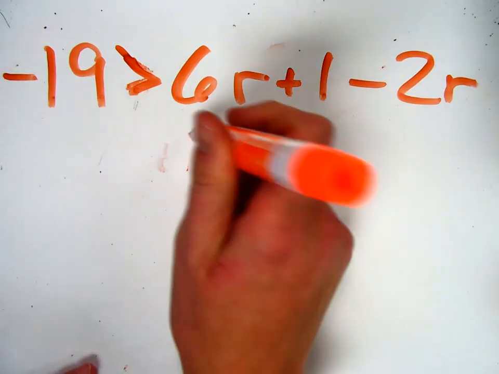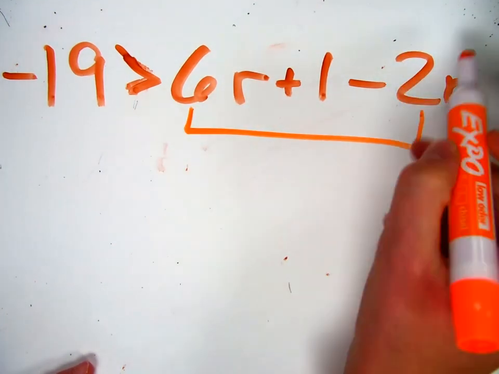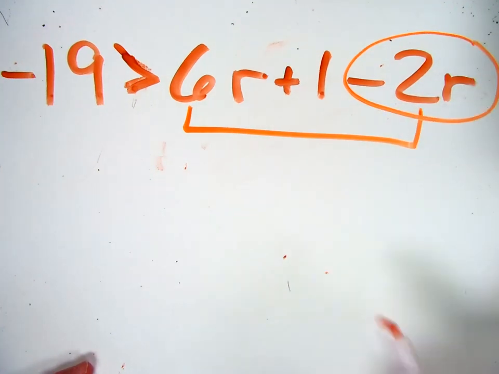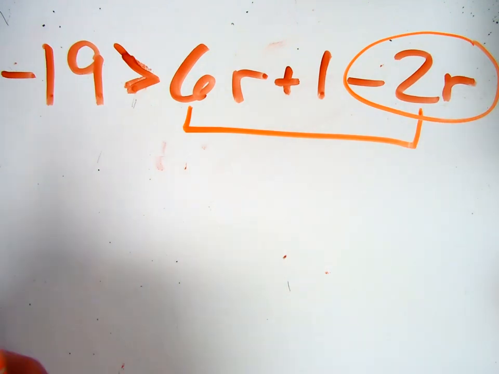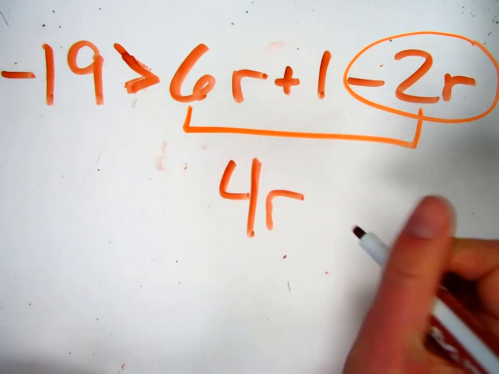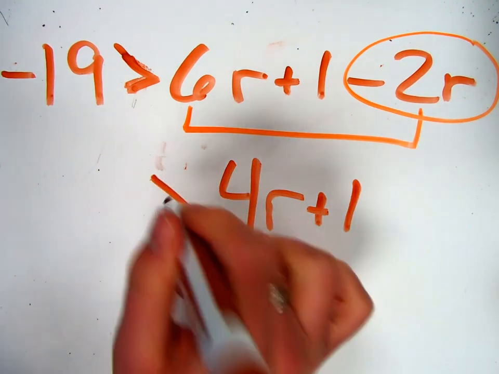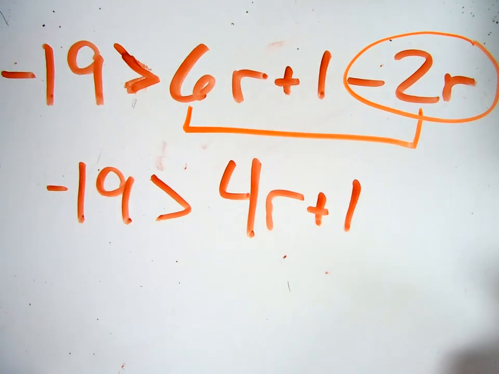Okay, second combining like terms example. This time my like terms are 6r and 2r, but notice the 2r has a minus sign in front of it. I'm still going to combine them as they read though, so I'll be thinking 6 minus 2, which is 4. The r stays the same. I'm going to bring down the plus 1 because I haven't used it yet, and also bring down the negative 19 and the inequality symbol.